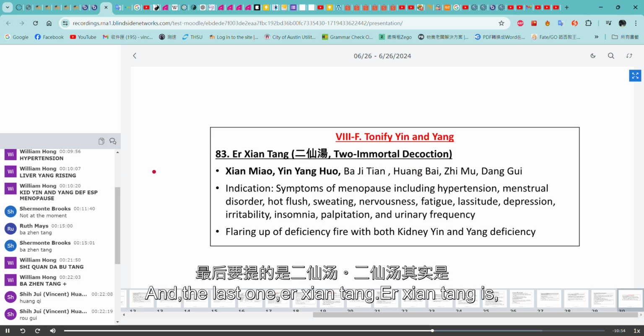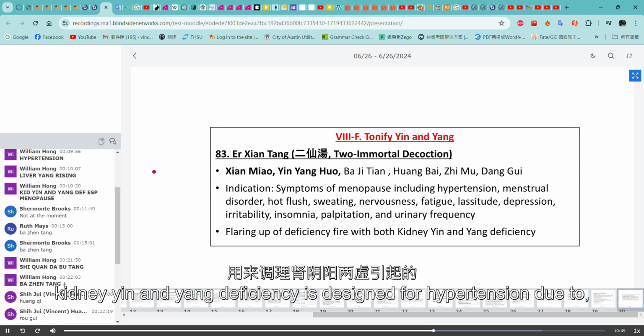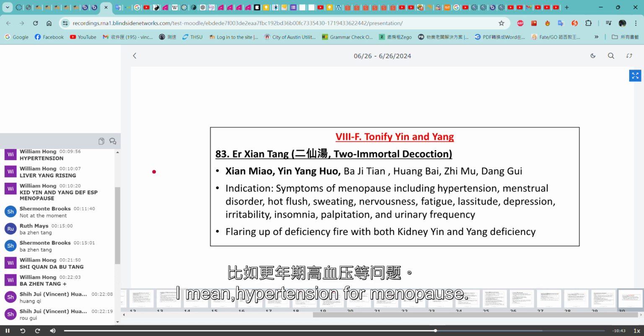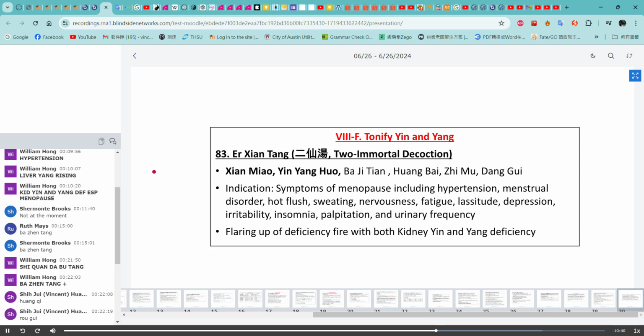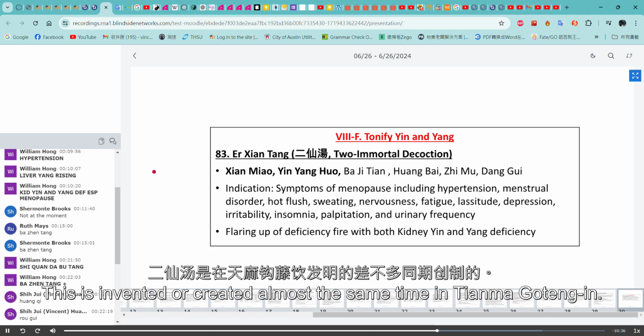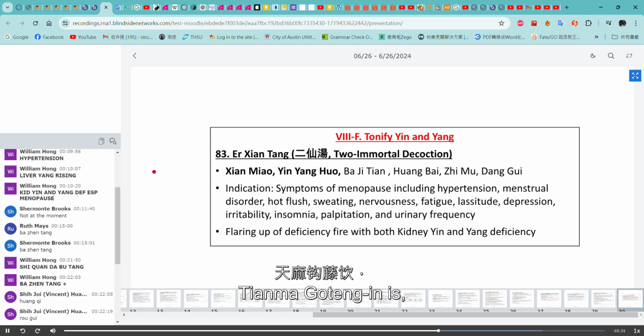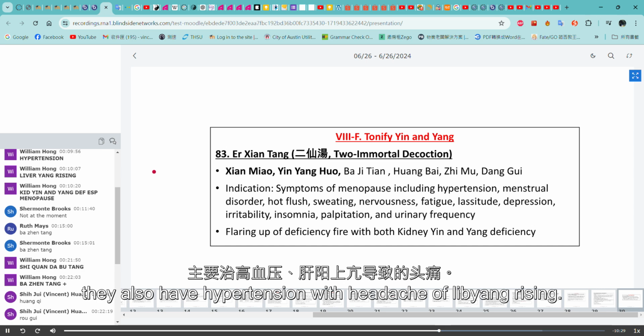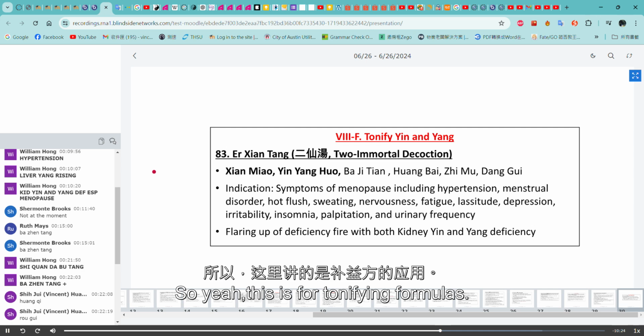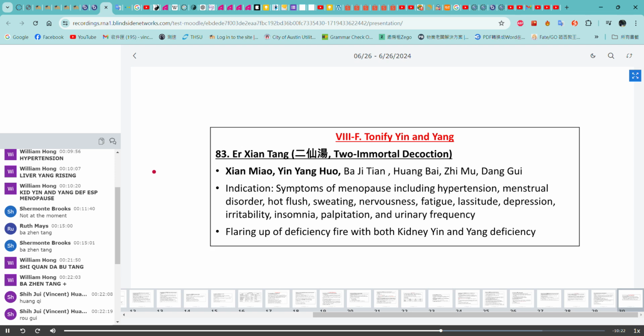And the last one, Erxian Tang. Erxian Tang is again kidney yin and yang deficiency, designed for hypertension in menopausal women due to kidney yin and yang deficiency. This was created almost at the same time as Tianma Gouteng Yin. Tianma Gouteng Yin is also for hypertension, with headache from liver yang rising. So, this is for tonifying formulas.